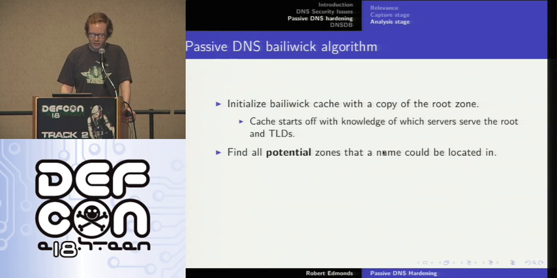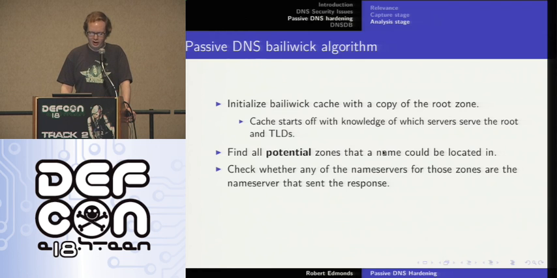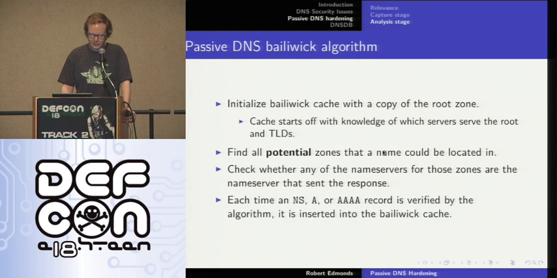Then, when we want to verify a given name against a given name server address, we find all the possible zones that the name could be located in, and whether the name server address in the response packet matches any of the addresses that are name servers for these possible zones. And finally, each time the algorithm successfully verifies an NS, A, or Quad A record, that record is then inserted into the bailiwick cache.